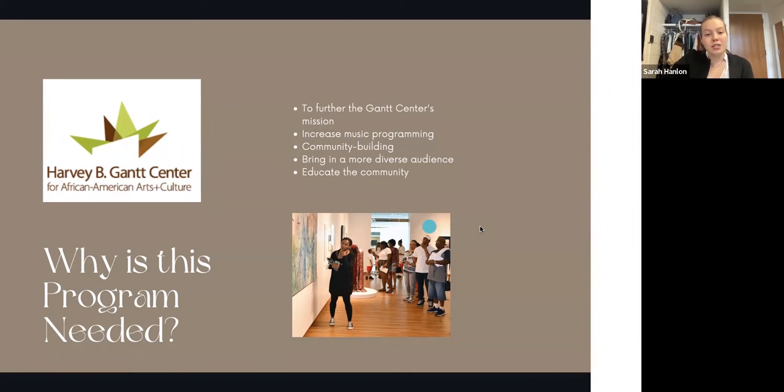This program is also needed to increase the Gantt Center's music programming. They've mostly focused on art, dance, cinema, and poetry, but not as much on music in the past.